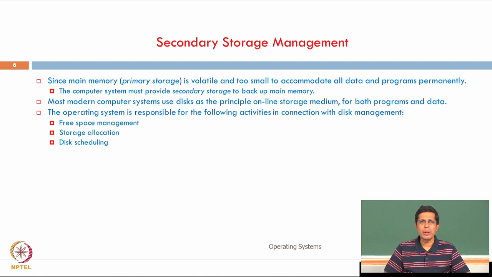One of the important things with respect to a disk, for example a hard disk, is that the operating system is responsible for the following activities in connection with managing it. The operating system has to maintain the complete information about the free space that is available there. So, I want to store a file, I should know which space is free in the disk. This is what we call free space management, and then there is so much free space, I have to allocate a particular space, that is called storage allocation.